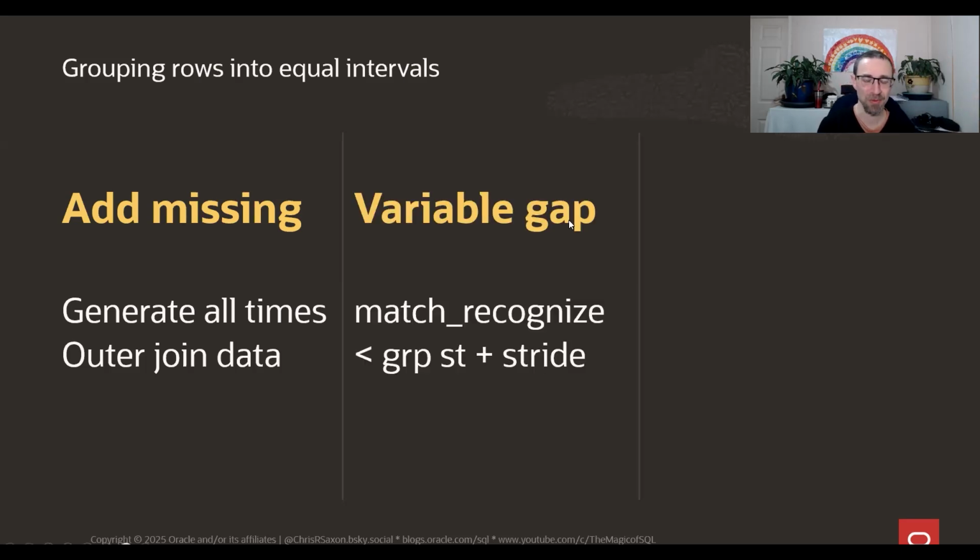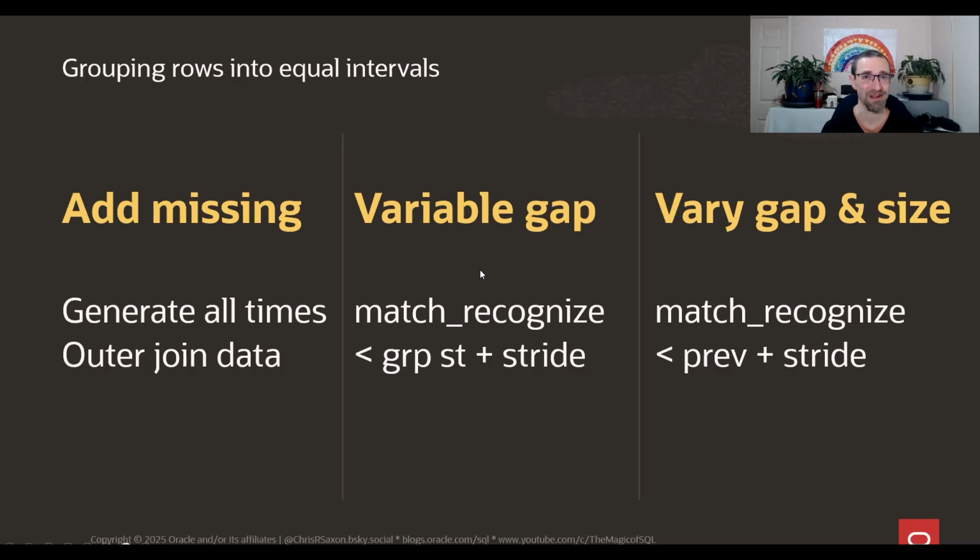If we want to have a variable gap between these buckets, they're a fixed size, but the gaps between them are variable, we can use match recognize. And if we want to vary both the size of each group and the gap between them, we just want to make sure they're within n units or minutes or whatever of the previous. We can use pattern matching as well.